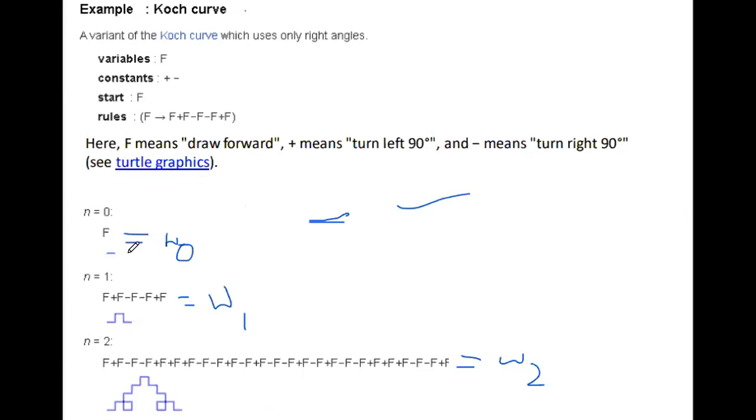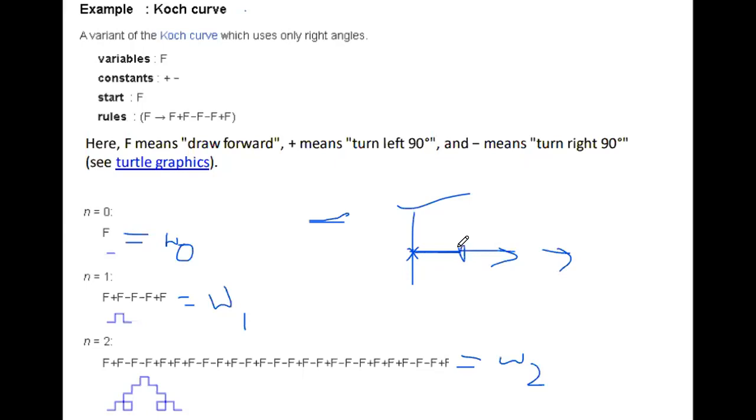Let's do it from here. Let's say your pen is here, and you are facing this direction. This is your pen, this is the pointer. You start off at this point, facing in this direction. First word, F: draw forward by 1 centimeter.